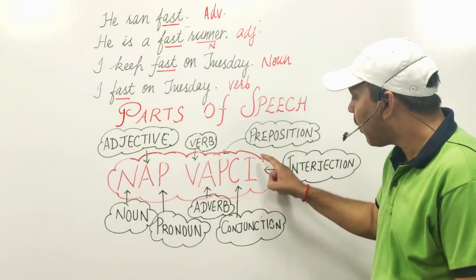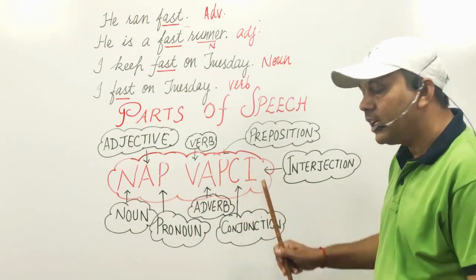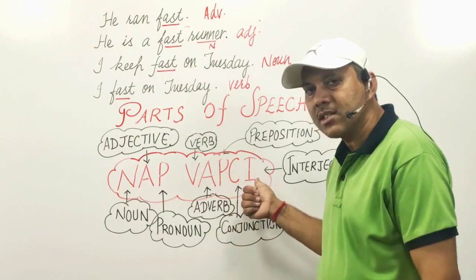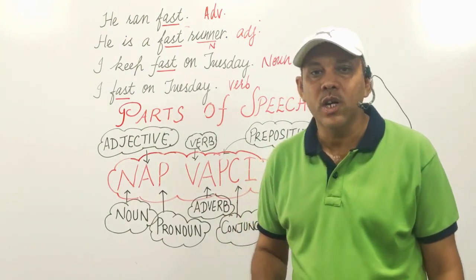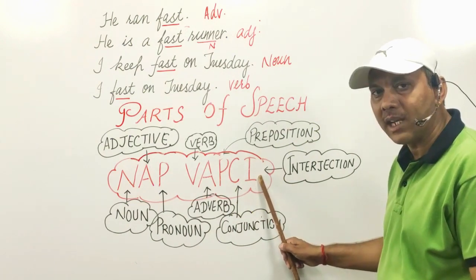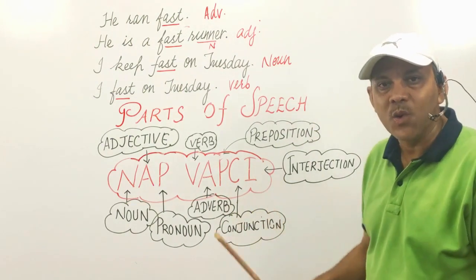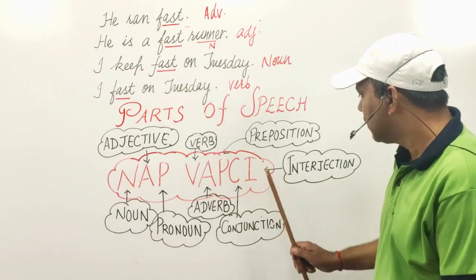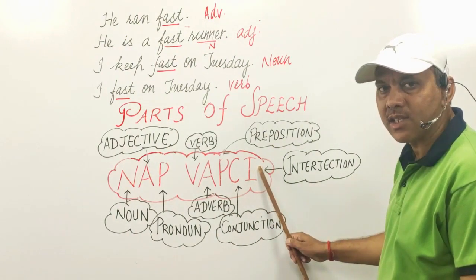And the next, or last, is interjection. Interjections are the words that refer to sudden feelings or emotions. For example, hooray, bravo, wow, like this. These are known as interjections.